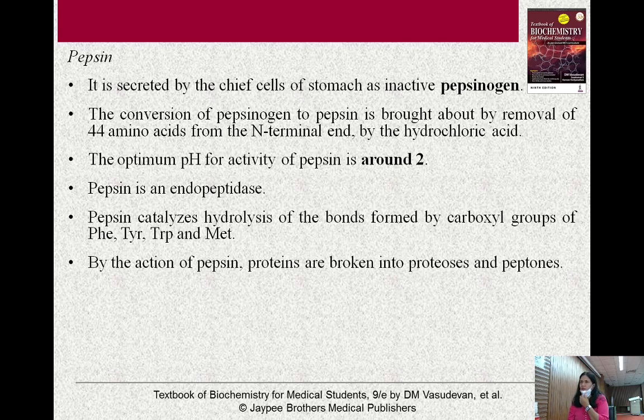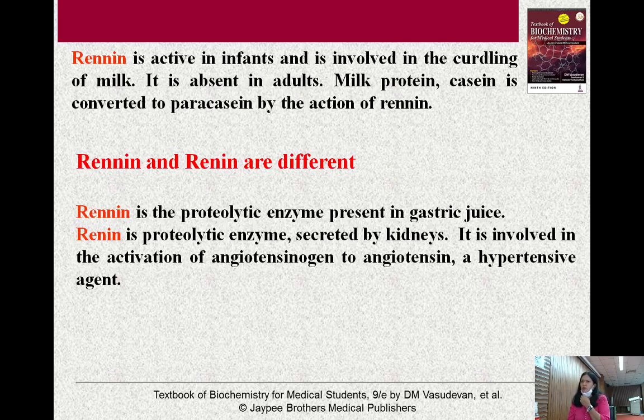Ma'am, RENNIN is a proteolytic enzyme that is present in infants, and the other renin is a hormone. What is the function of the other renin, present in the kidney? Ma'am, vasoconstriction. It converts angiotensinogen into angiotensin. Angiotensin is the one which causes vasoconstriction and increases the blood pressure. ठीक है? So remember, there is a difference.